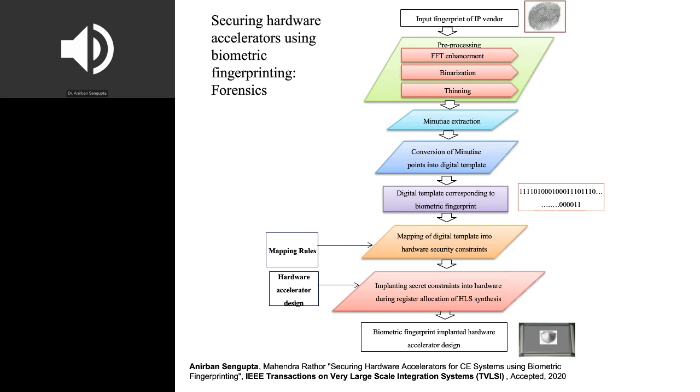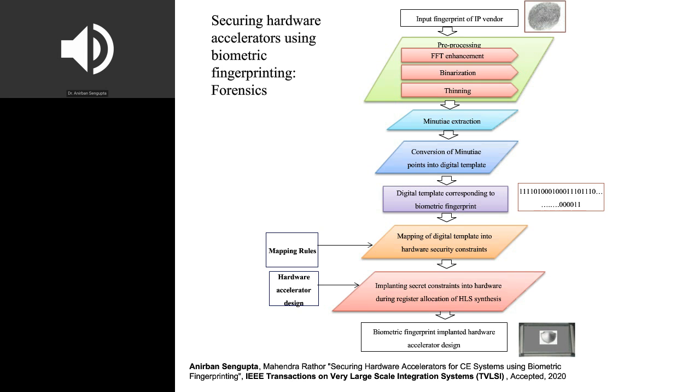Once this minutia extraction is done, we convert the minutia points into their respective digital template by concatenation of 4 dimensions. The first is the X and Y coordinate, followed by the minutia type, which is determined by the CN algorithm, and third is the ridge angle. Now, the ridge angle is evaluated clockwise from the horizontal axis. By the concatenation of these 4 dimensions, we arrive at the digital template, which is then further subjected to mapping through an encoding algorithm. And this encoding algorithm converts the digital template into its respective hardware security constraints.